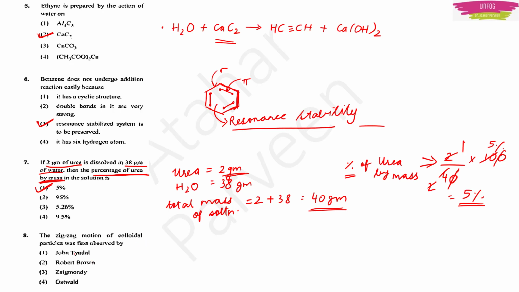The next question, the 8th question we have, is: the zigzag motion of colloidal particles was first observed by option 1 John Tyndall, option 2 Robert Brown, option 3 Sycamore, and option 4 Ostwald. So the correct option is Robert Brown. It was scientist Robert Brown who discovered this zigzag motion of colloidal particles first.